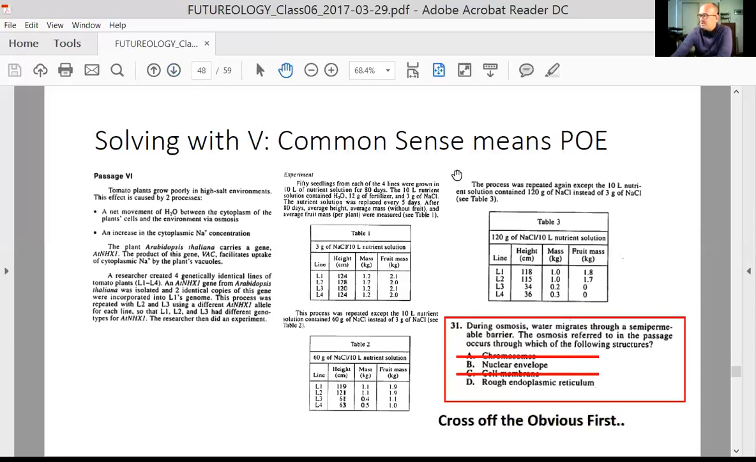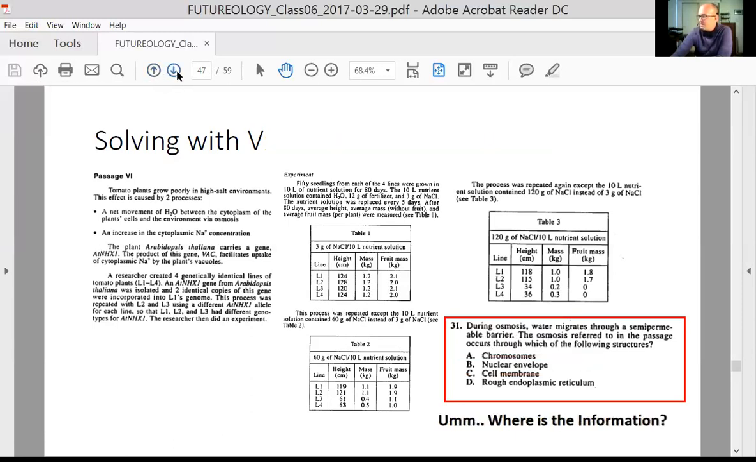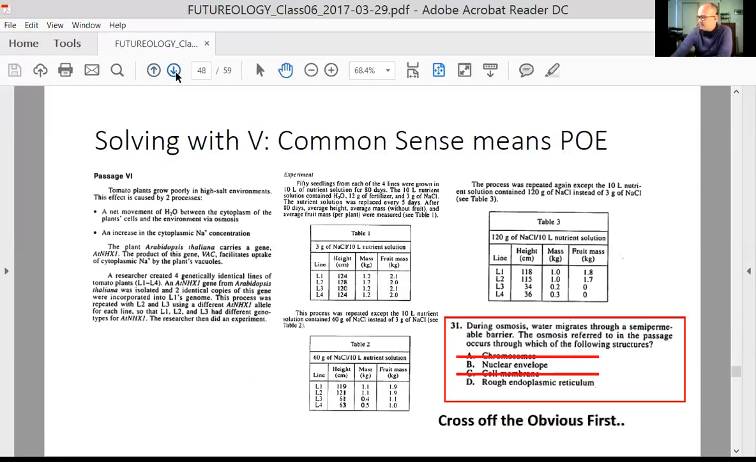Well, the question is just common sense. When they're talking about osmosis, which of the following answers has a semi-permeable barrier? Probably not chromosomes. And, I might have crossed off the right answer. What I meant to cross off was D, so I apologize, there's a mistake there. Probably not the rough endoplasmic reticulum either, whatever that is. So you should at least be able to cross off A.